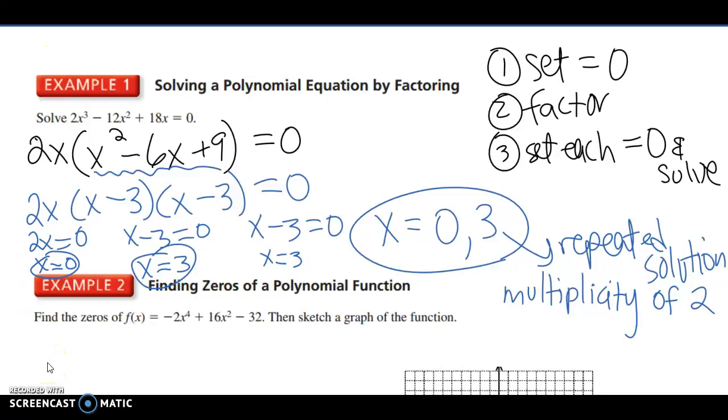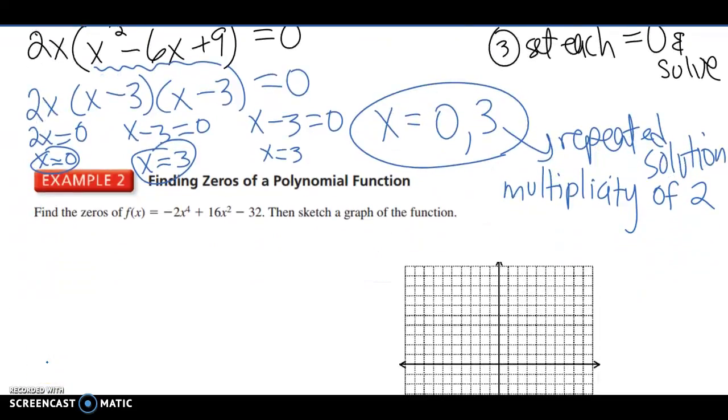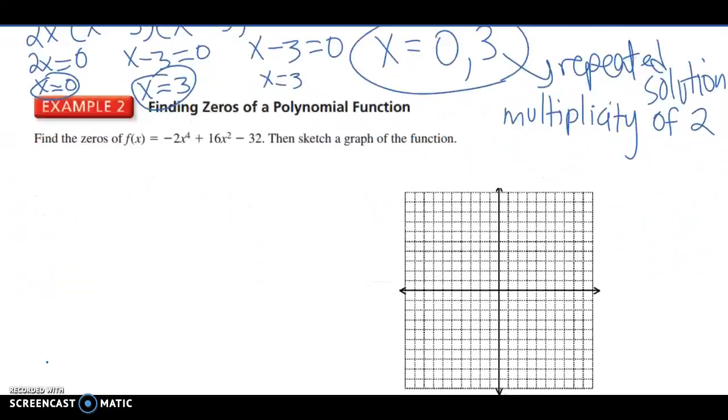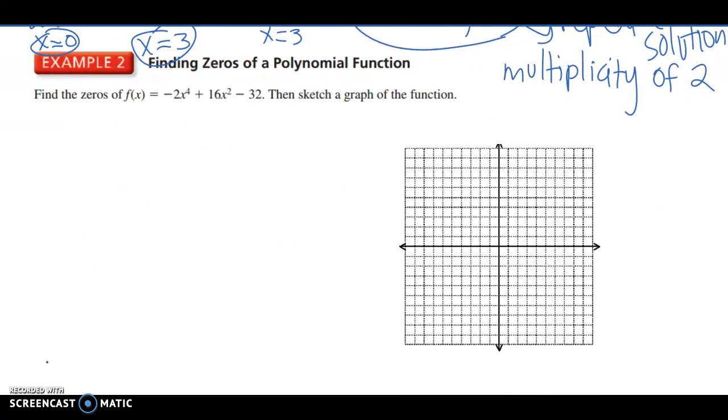Now take a look at example 2 in your notes. We're going to find the zeros and then sketch a graph of the function. So we're going to find the zeros the same way. Make sure it's set equal to 0, so negative 2x to the 4th plus 16x squared minus 32 equals 0. And then let's take a GCF out.